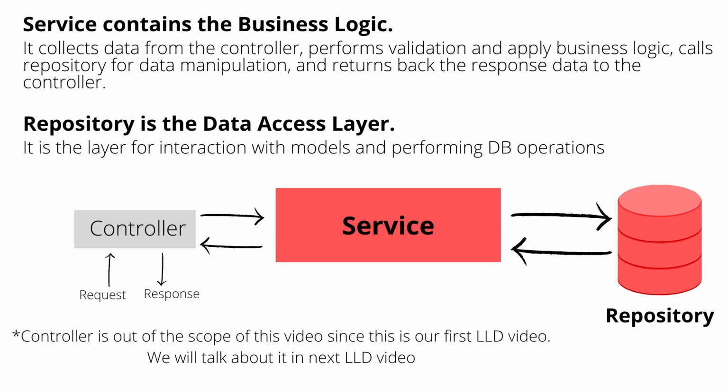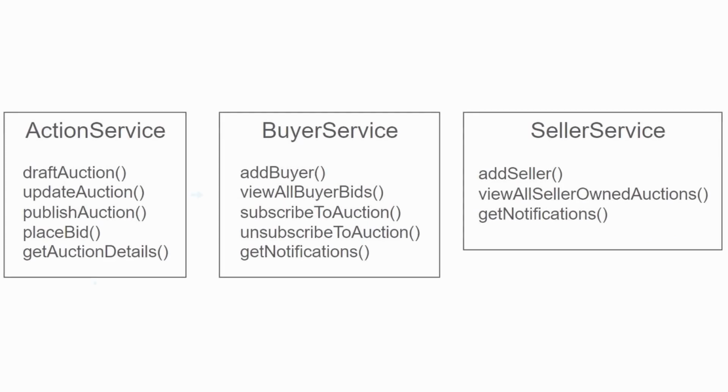Now, service is where we have our functionalities which the system supports. Service gets data from repository, executes some business logic on that data, and returns the final processed response. In our online auction system, we have three main services. Auction service, which contains functions to support auction related functionalities. Seller service, which contains functions to support seller related functionalities, and buyer service, which contains functions to support buyer related functionalities.